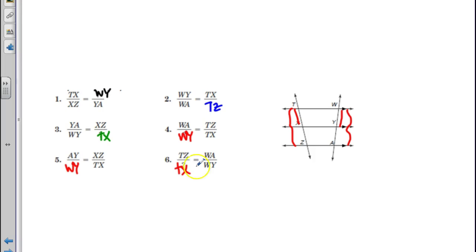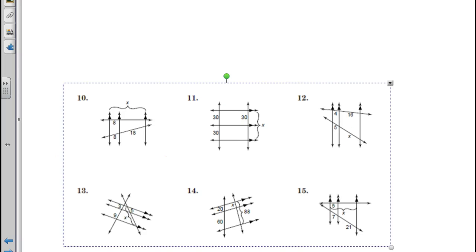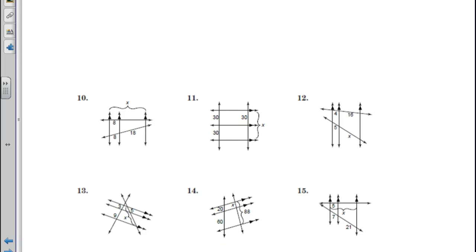So if you don't understand that or if something doesn't make sense on that, put a little star by this and make sure that you ask me in class. Okay? All right, let's look at the next ones.